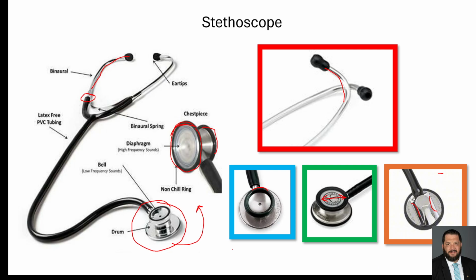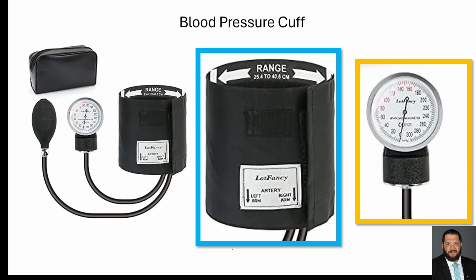Because if you use an adult stethoscope on a neonate patient, you're going to get a lot of ambient sound and not be able to focus on what you need to be listening to. The next tool at your disposal is the blood pressure cuff. Blood pressure cuff, or sphygmomanometer, big long word that you typically see on these, is used to acquire a patient's blood pressure.